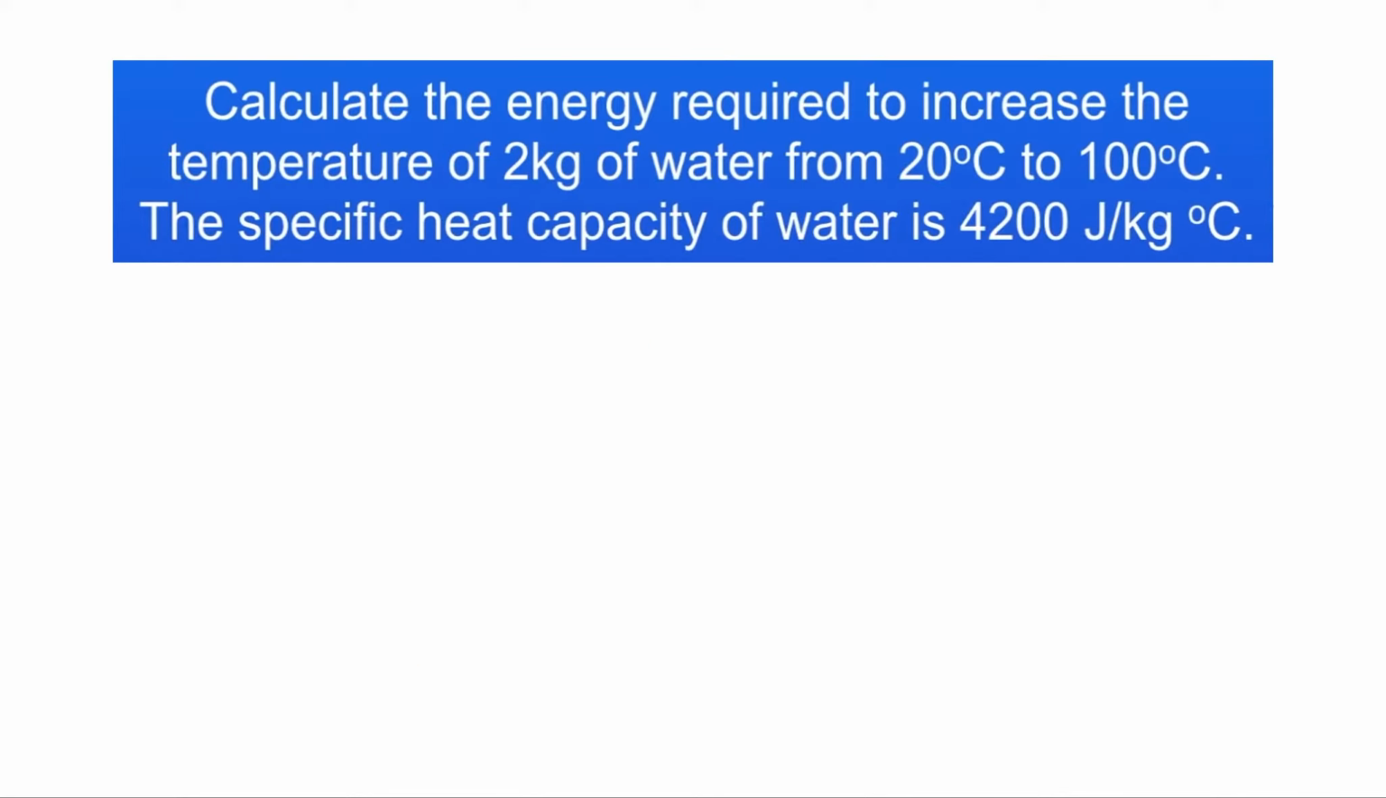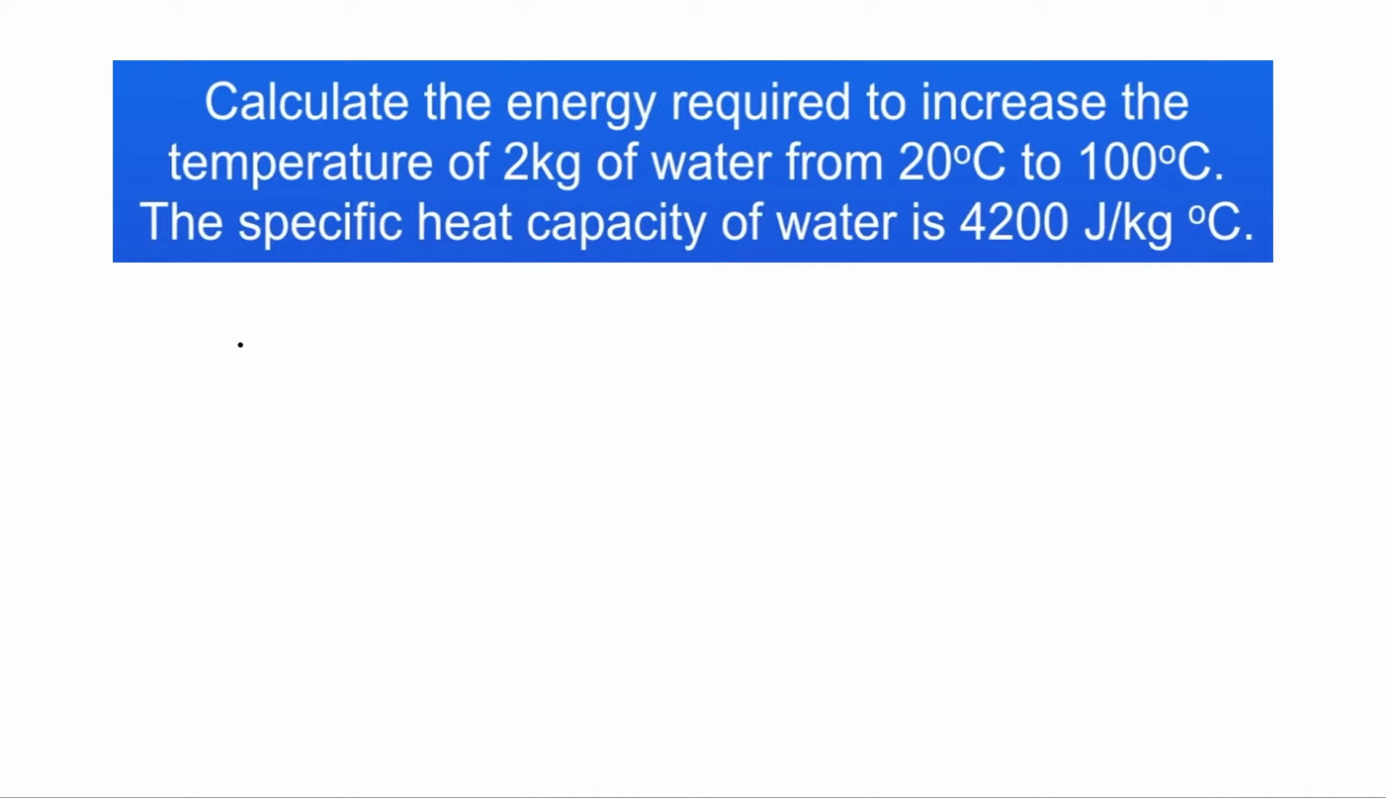The first one says: calculate the energy required to increase the temperature of 2 kilograms of water from 20 degrees Celsius to 100 degrees Celsius. The specific heat capacity of water is 4,200 joules per kilogram per degree Celsius. Okay, so we need the formula first.